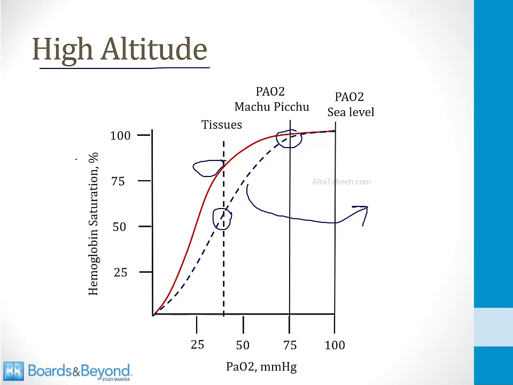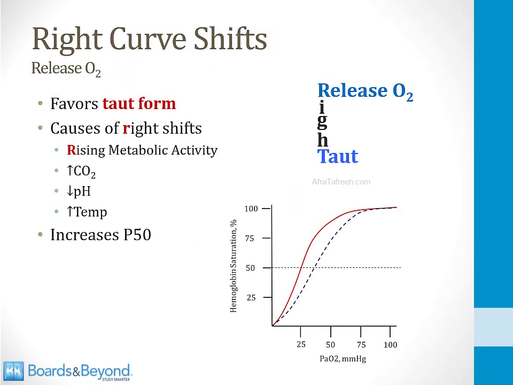So if we go back to our causes of right curve shift, those were a high level of CO2, a low pH, and a high temp, and we can add to this list an increased level of 2,3-BPG. Anytime that happens, it's going to shift the curve to the right, and anytime the level of BPG goes down, it's going to shift the curve to the left.